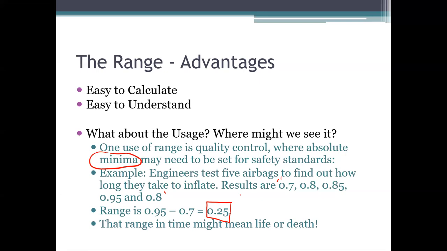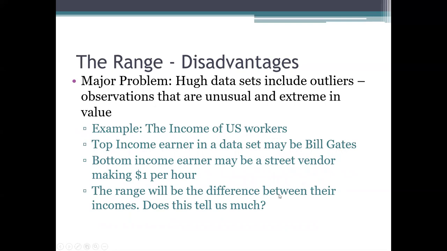Yes. So you've got to get that range down. You've got to bring that top value down. So that's the use of it. The thing is, though, the range is not reported very often in serious data analysis, and the reason is that large or huge data sets often include outliers. We're going to talk more about outliers later in class. Outliers are just unusual and extreme in value.